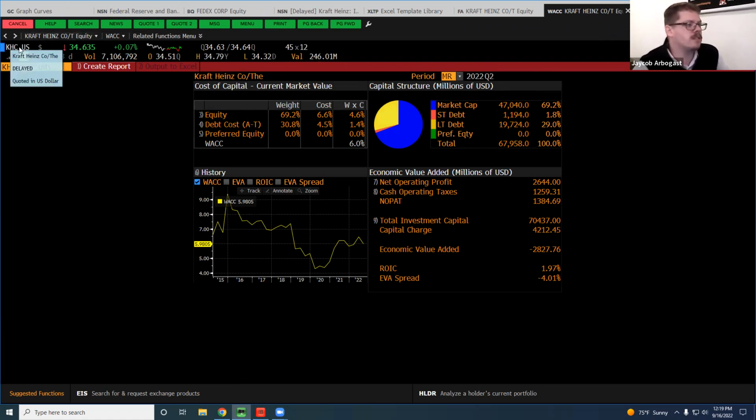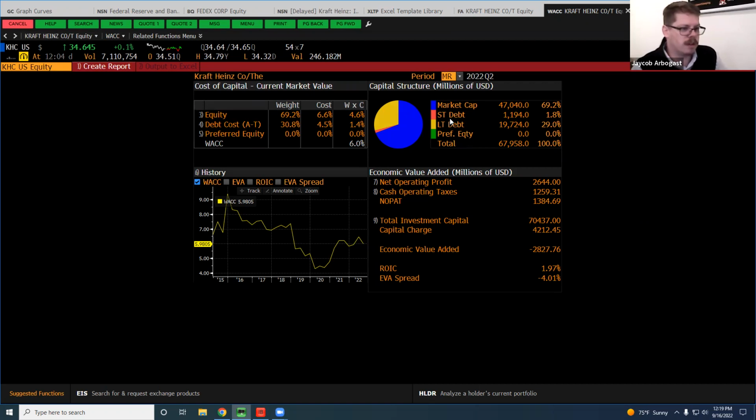Always double check, because if you open up a new tab and try to run it, sometimes it'll go to the default stock if you weren't within a certain stock when you type it. But this is Kraft's weighted average cost of capital. Cost of capital is how they get the money that they have, how they financed their assets essentially. They have market cap, which is their equity, short-term debt, long-term debt, and then preferred. The preferred shares are almost like a hybrid of stocks and bonds. They don't have any preferred, so we don't care about that.